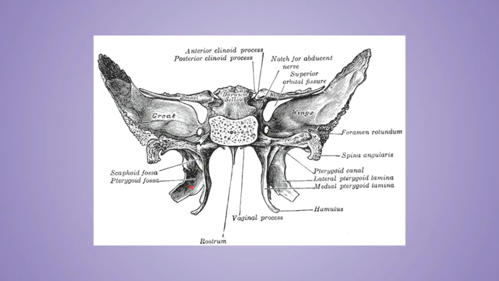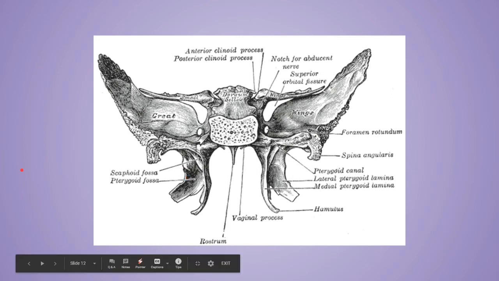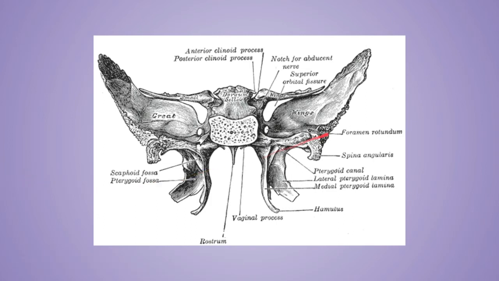Now the posterior border of this plate sometimes has a projection in the middle. That projection is known as the pterygospinous process, which projects towards the spine of the sphenoid. This is the spine of the sphenoid. So sometimes in the middle of the posterior border of the lateral pterygoid plate there is a spine known as the pterygospinous process. Now we'll discuss the greater wing of the sphenoidal bone.